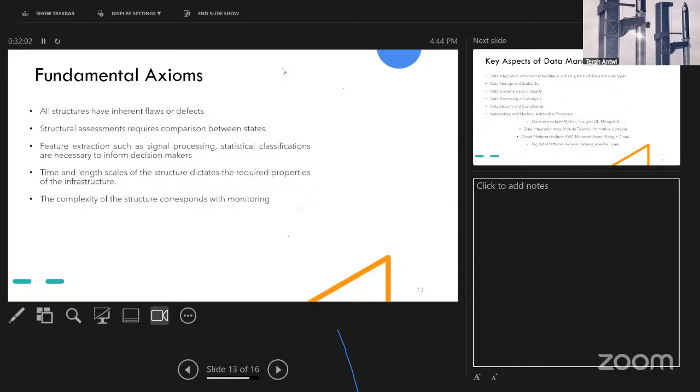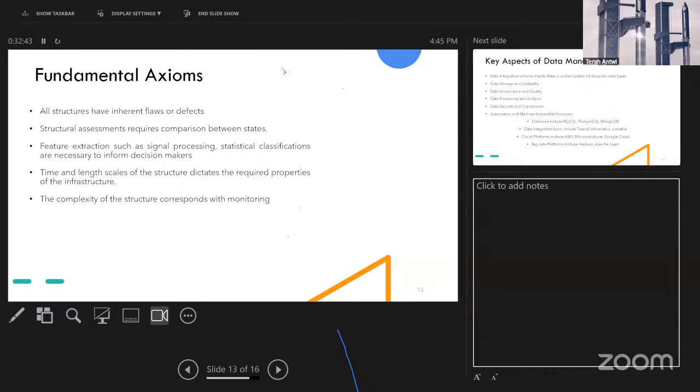Okay. The last but one would be the time and length scales of the structure. They dictate the required properties of the infrastructure. We mentioned that if you are doing infrastructure mapping, the motivation is to understand the infrastructure. So it's key here that time plays a crucial role during your mapping. Okay, so you need to map it constantly to see how different events have different responses of measurements, before you can dictate the properties that infrastructure have. So time is very crucial.